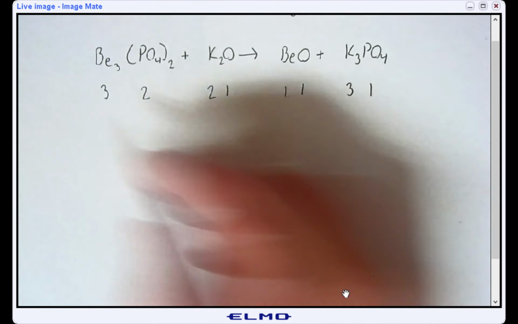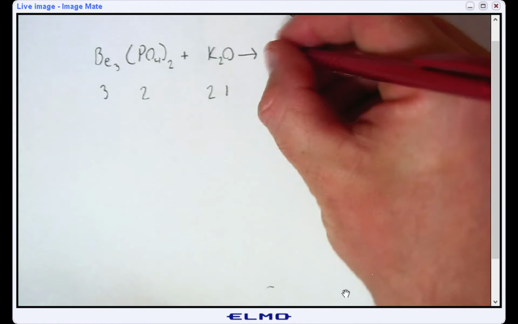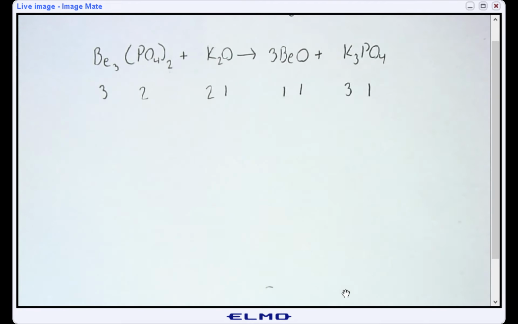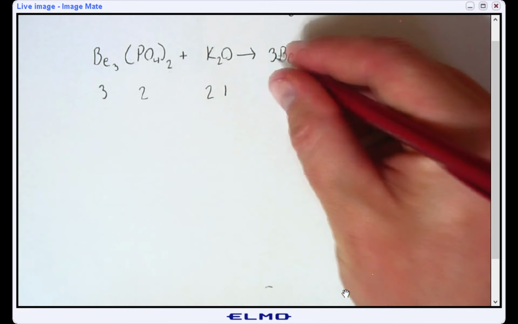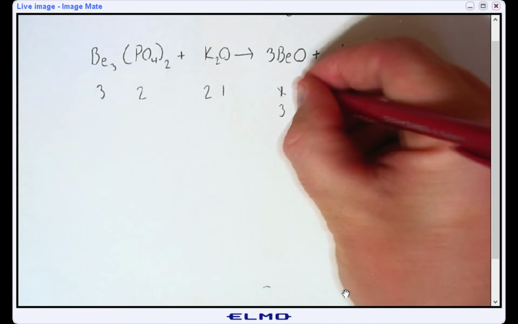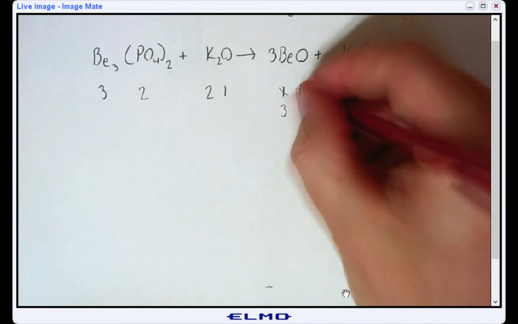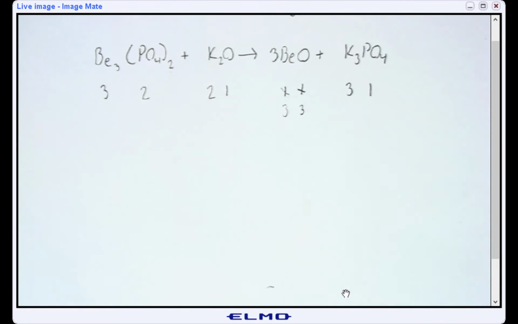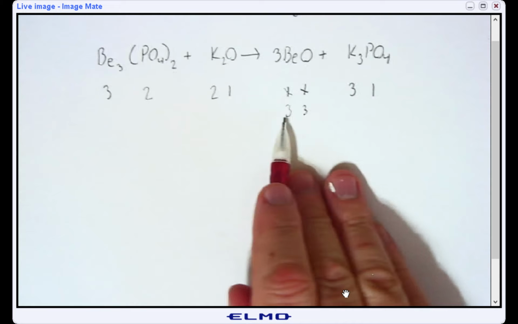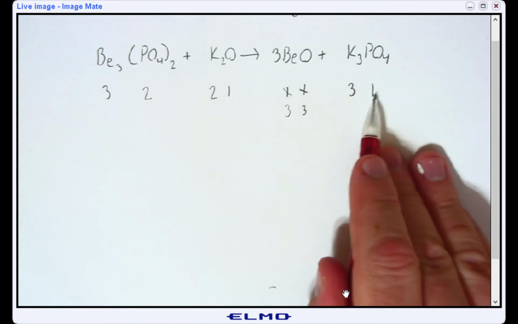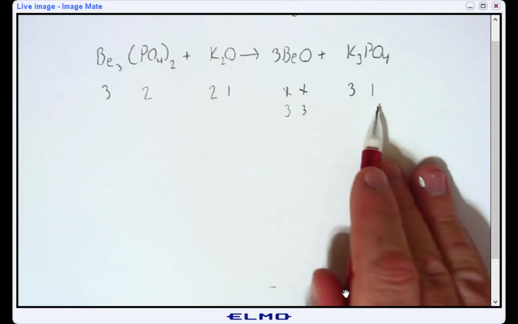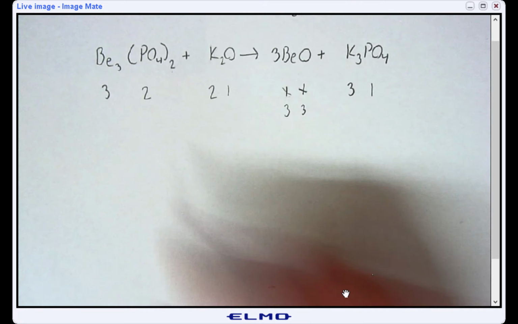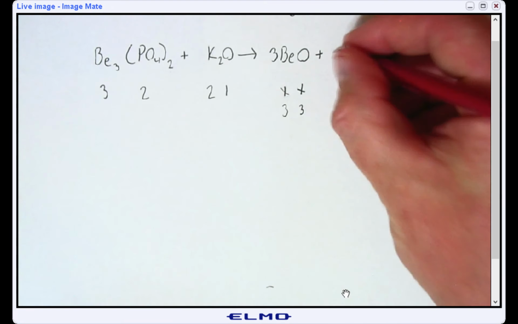Okay, got to fix it. They both can go into 3. So the only way we can fix that is multiplying or using a coefficient of 3. 3 times 1 is 3. 3 times 1 is 3. Okay, recount. 3 beryllium, 3 beryllium, 2 phosphate, 1 phosphate. All right, well, what does 2 and 1 both go into? That's easy too. We don't have to mess with this side, so we have to put a 2 in front.